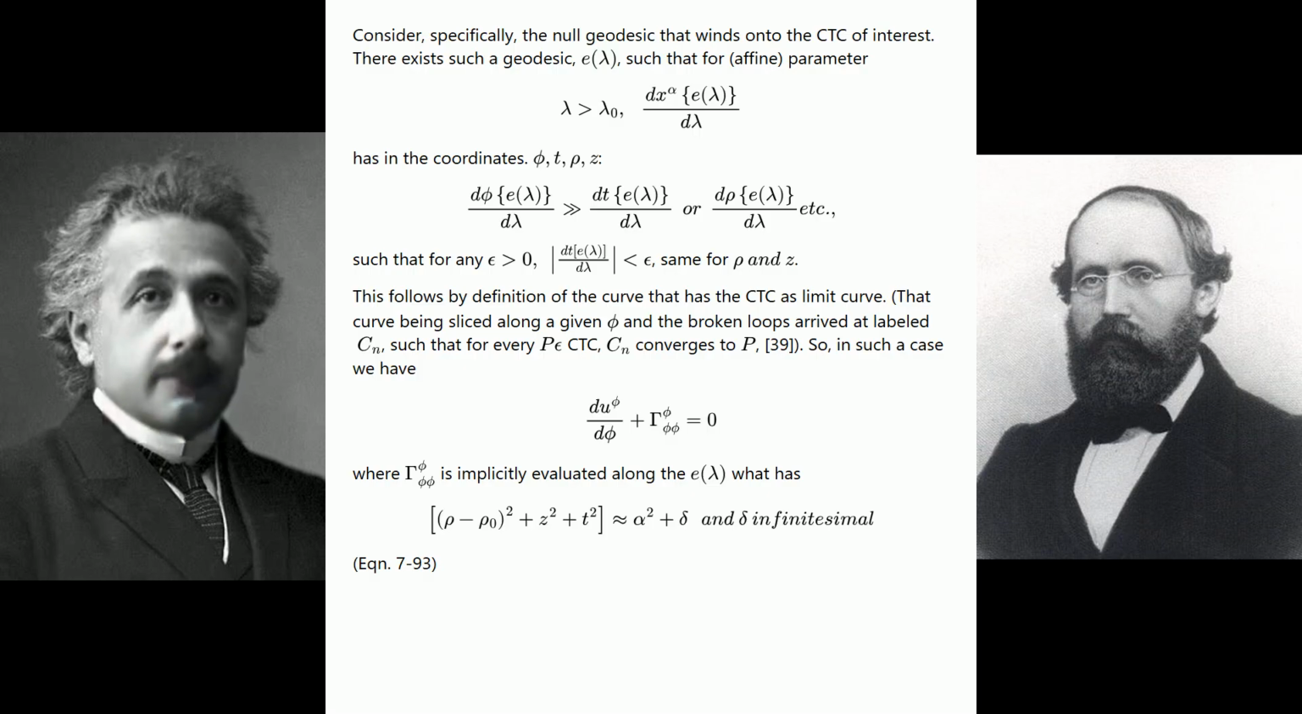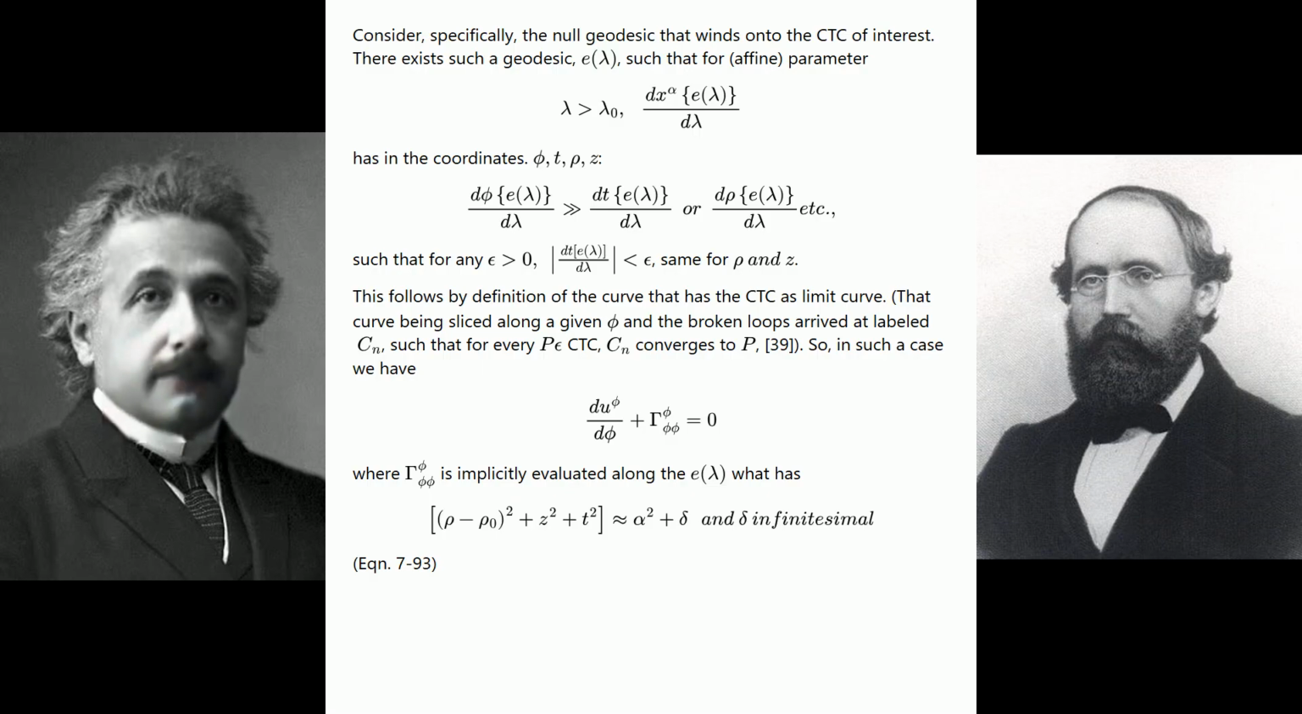That curve being sliced along a given phi and the broken loops arrived at labeled c sub n, such that for every p in CTC, c sub n converges to p. So in such a case we have, see the next equation, where Gamma sub phi to the phi-th power is implicitly evaluated along the E of lambda.